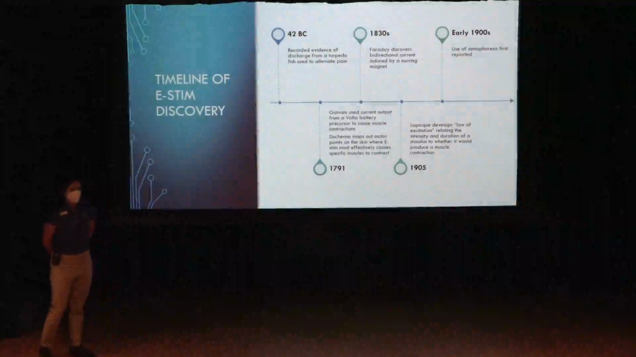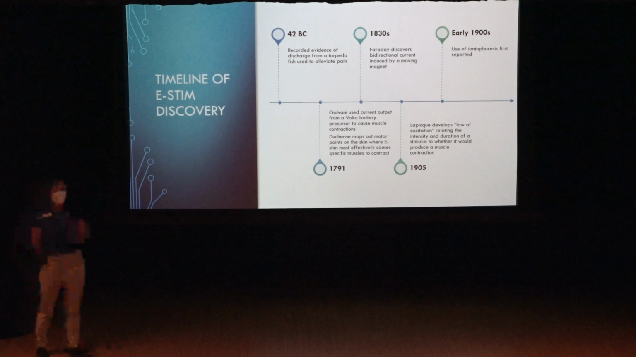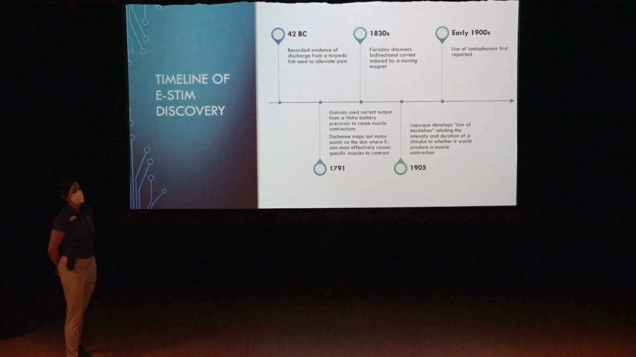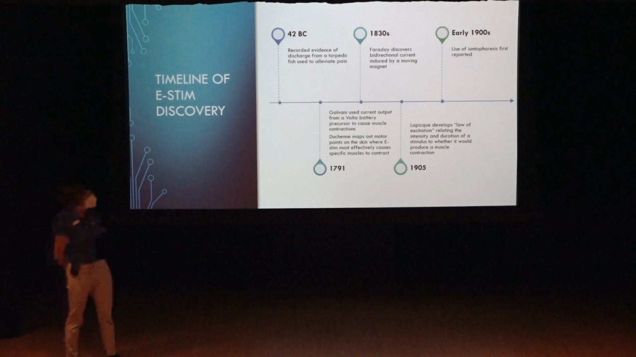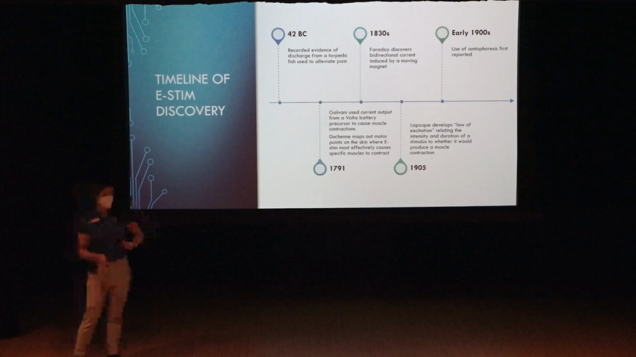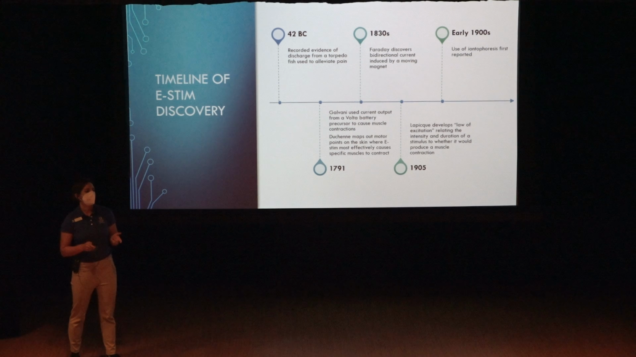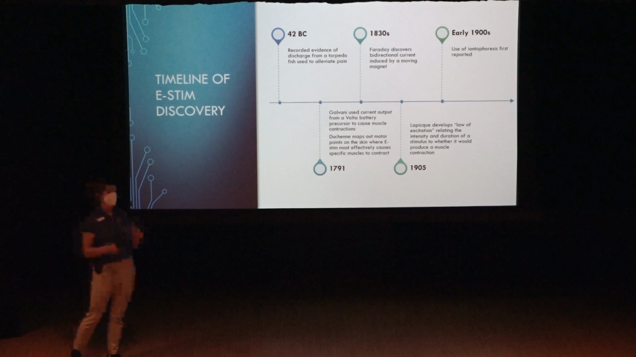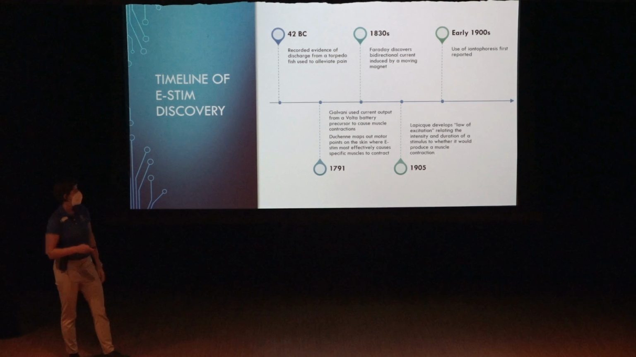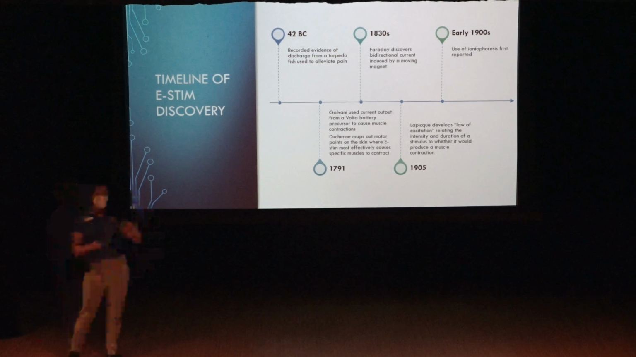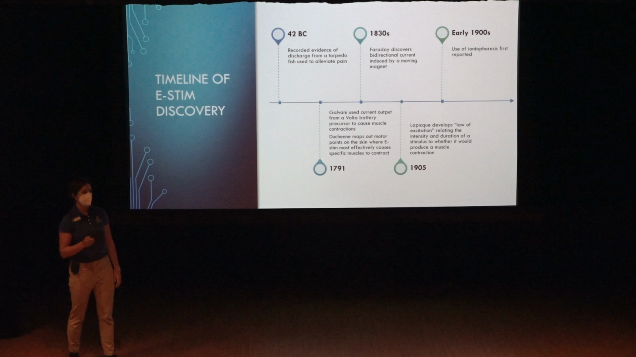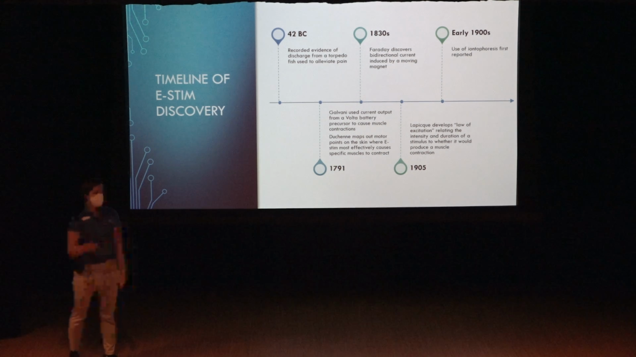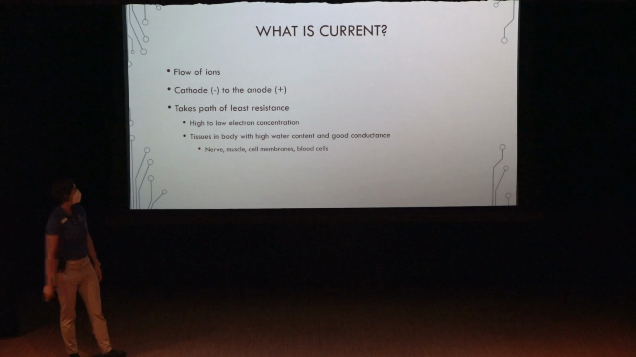So E-STIM was not a recent discovery. It's actually the first recorded evidence of pain management was in 42 BC with the discharge from a torpedo fish. That was pretty cool. We have Duchenne, a French neurologist who mapped out the motor points back in 1791. And he tried to approximate where the best place was to apply electrical stimulation to get the best muscle contraction specific to the fiber. And then we have Faraday discovering bidirectional alternating current by inducing that moving magnet. And we have the first use of iontophoresis recorded was in the early 1900s. It's not that new.